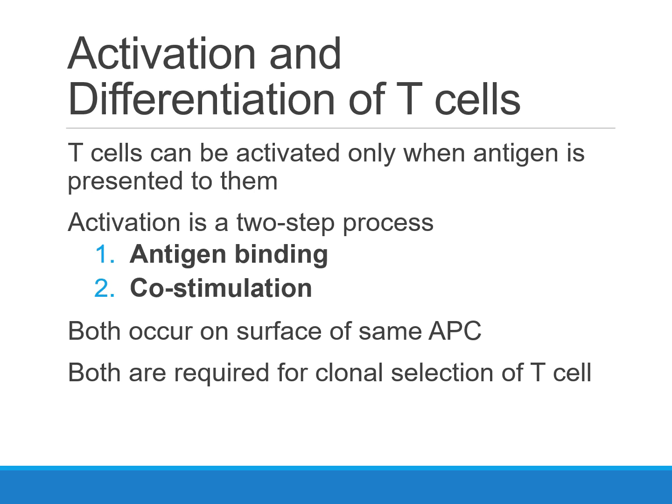So, the activation and differentiation of T cells. T cells can be activated only when antigen is presented to them. So basically they mind their own business until antigen is presented to them. Activation is a two-step process. The antigen has to be bound, and then co-stimulation has to occur. Both occur on the surface of the same antigen presenting cell, and both are required for the clonal selection, or the proliferation, of T cells.